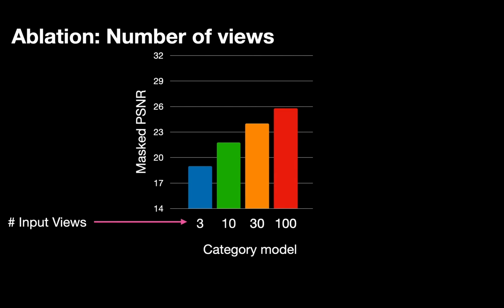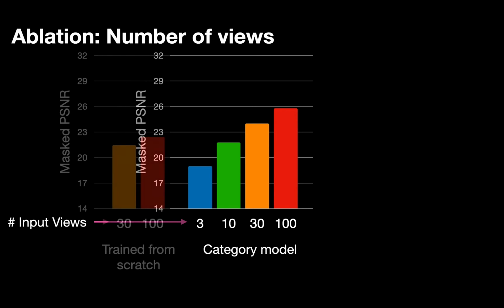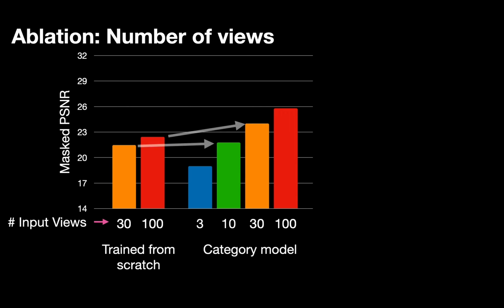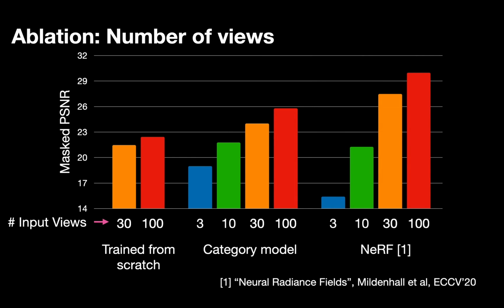Next, we evaluate the performance of our reconstruction method with respect to the number of views. As expected, using more views leads to better reconstructions. Compared to training our model from scratch on the input, our category model is able to perform better with 3 times fewer views. We also compare to volumetric neural rendering approaches like the concurrent work of neural radiance fields, NeRF. Our category-level model is better than NeRF with 3 and 10 input views.